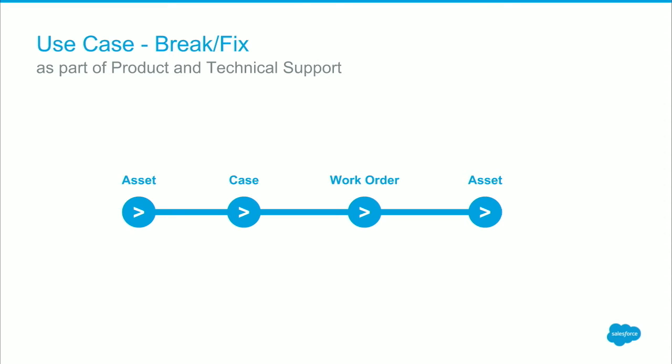Another use case that this could potentially help solve is a break-fix model. Going back to the same refrigerator example, it stops working, so it's broken. So I call the customer service agent, and they create a case. And as they are looking at the case, and we'll see this in the demo, they're able to see that I have this asset, which is the refrigerator. They're able to very quickly create a work order and assign it for a technician to go take a look at.